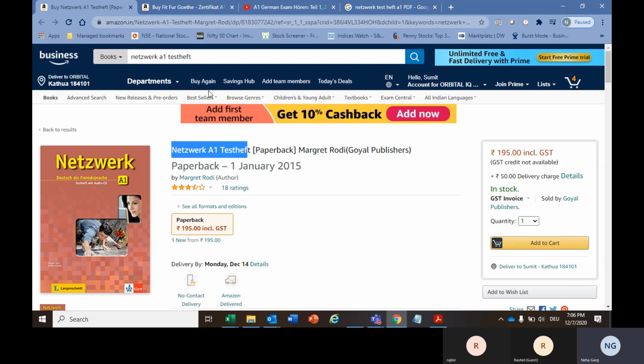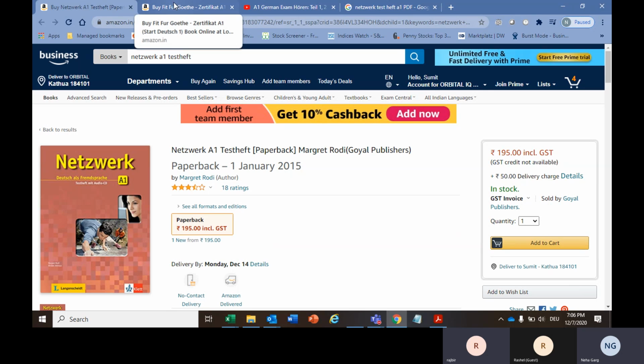But if you want to practice more, but are not planning to write the exam in the coming months, then you can take this book and practice accordingly, because this Netzwerk has papers and practice material as per the chapters we have learned from Netzwerk A1.